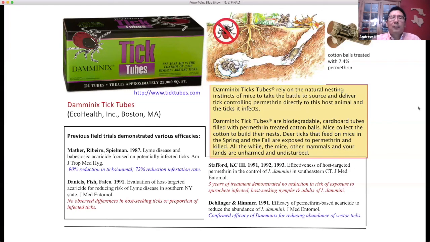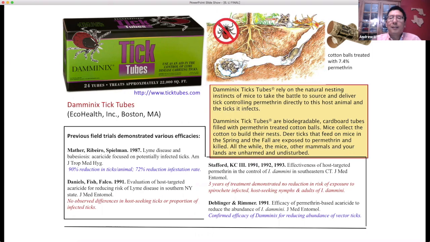So let's talk about host-targeted control. There's one product, the Damminix tick tube, that has been on the market for a long time. The first scientific study was published in 1987, so over the last 20 years there have been a number of studies. The tick tube is really a cardboard tube stuffed with cotton balls that are treated with 7.4% permethrin.